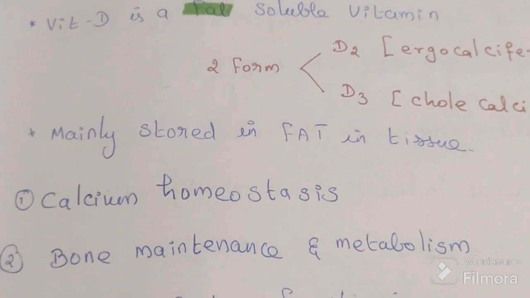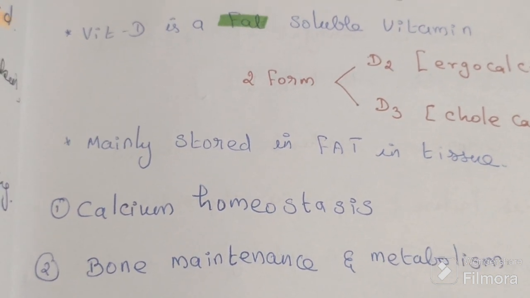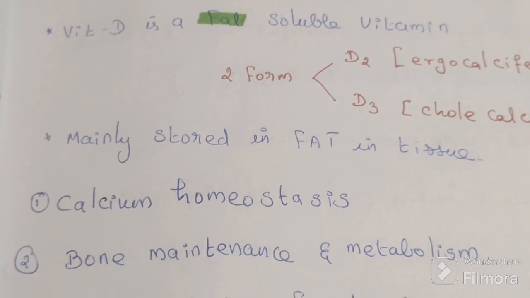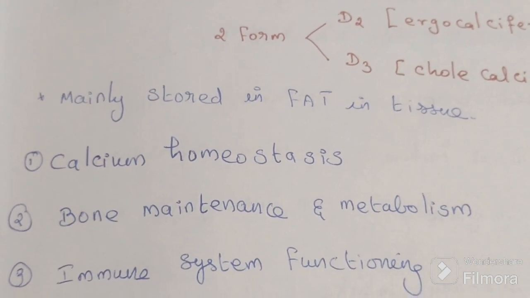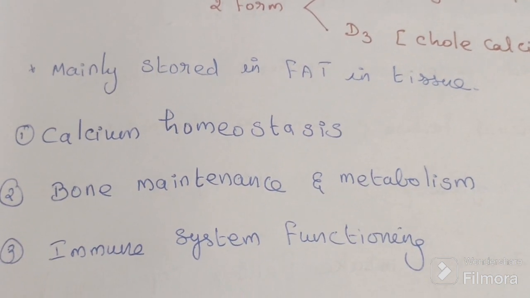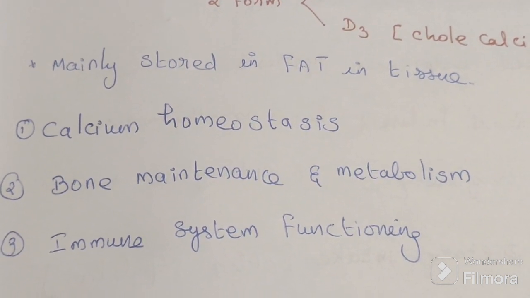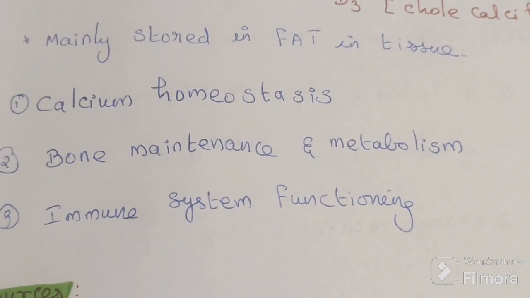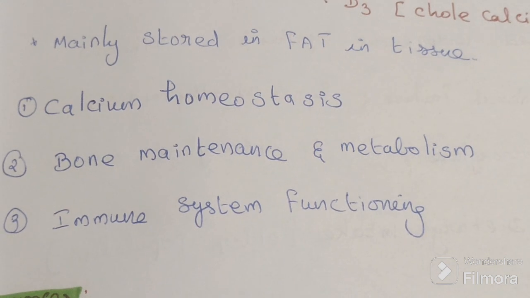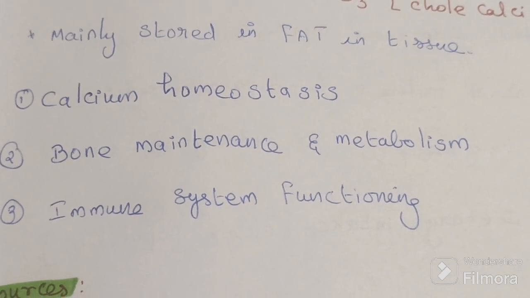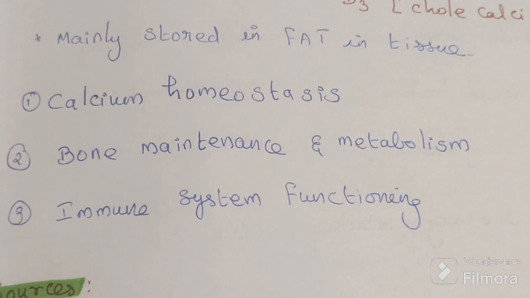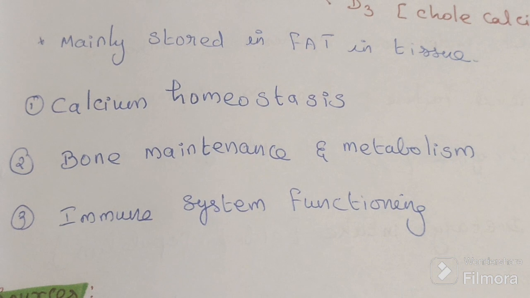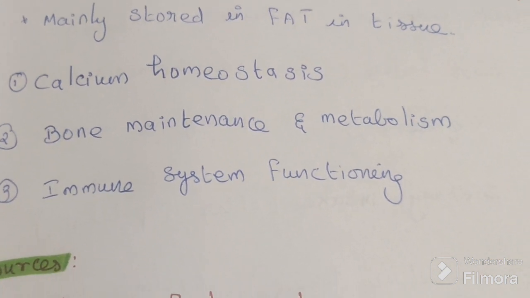It is required for various processes. Let's talk about these processes in more detail. First, it is essential for calcium homeostasis. Then it is also important in bone maintenance and metabolism, and important in immune system functioning. So three important functions: calcium homeostasis, bone maintenance and metabolism, and immune system functioning.